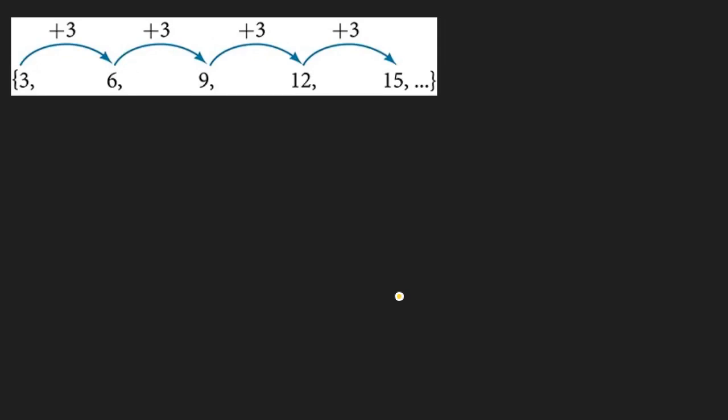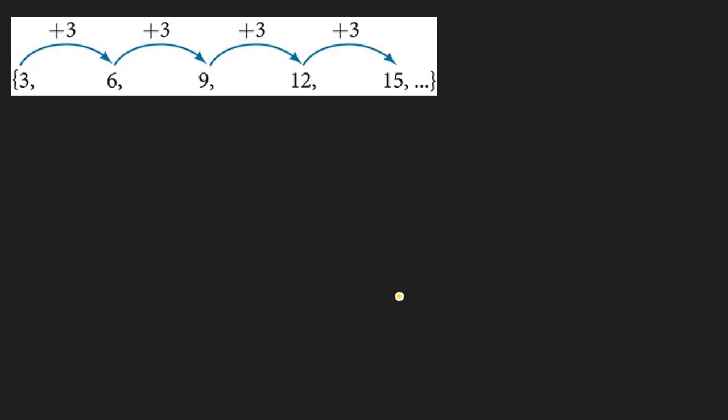Hello, in this video we're going to look at arithmetic sequences. So when we look at arithmetic sequences, we consider a sequence that has a common difference between the successive terms. In this case, notice that we have a sequence defined with the following terms: 3, 6, 9, 12, 15, and so on.